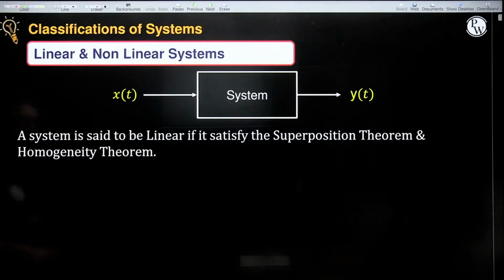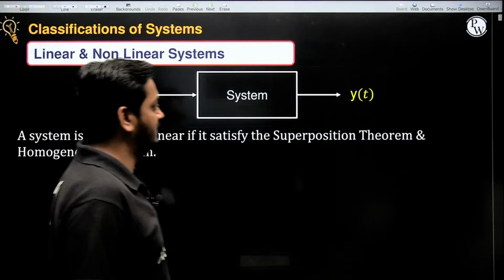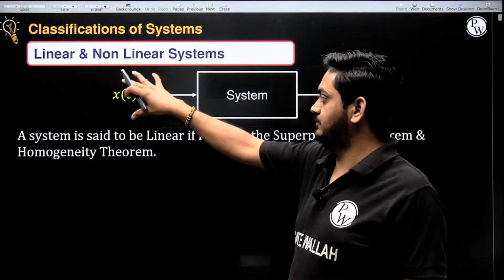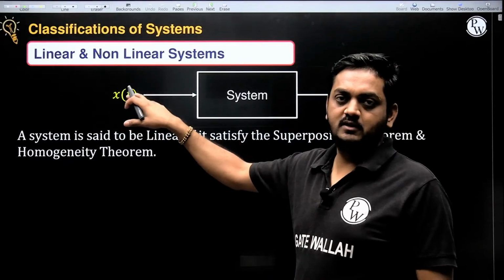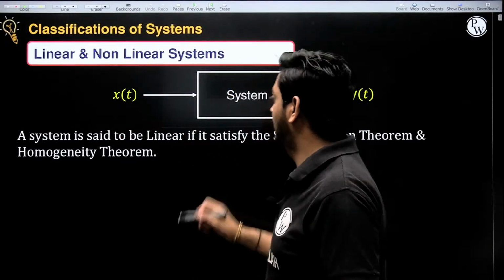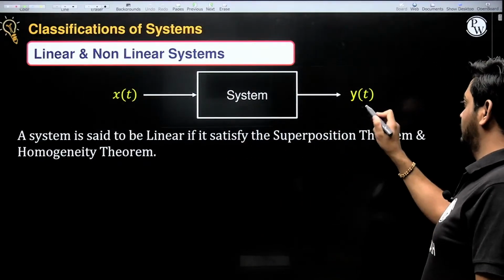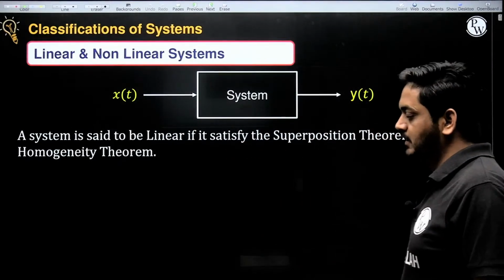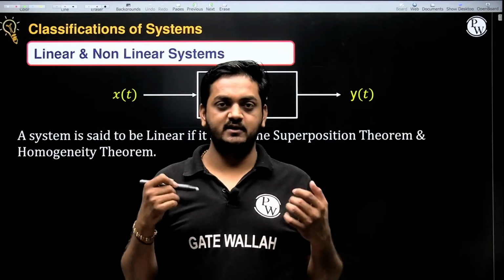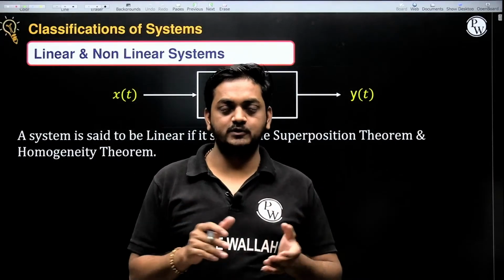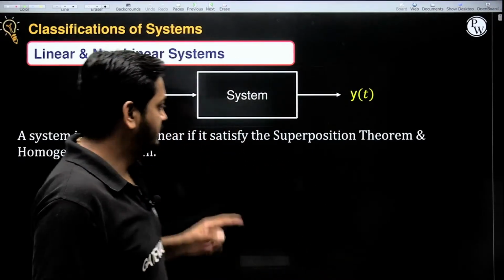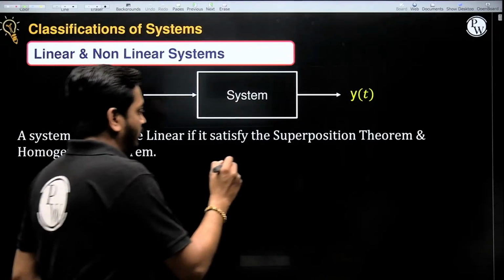Now first is linear. The first classification is linear and non-linear system. For simplicity I am giving a continuous time signal, but the same concept is applicable for the discrete time signal. The system produces continuous time output y of t. A system is said to be linear if it satisfies the superposition theorem and the homogeneity theorem.